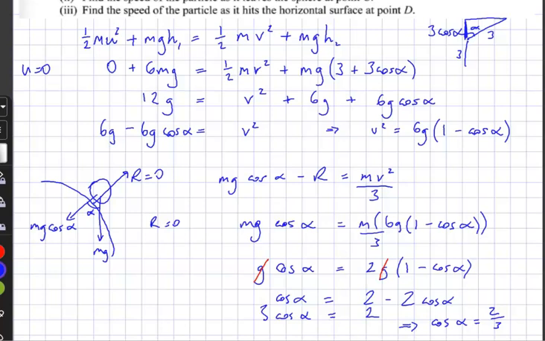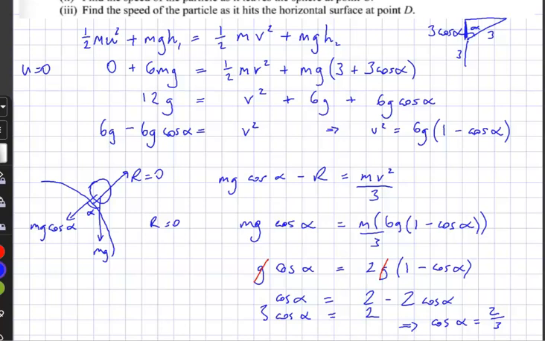Just in summary, I went through the energy equation, the conservation of energy: the sum total of potential energy and kinetic energy at one point in time is equal to the sum total of the kinetic energy and potential energy at another point in time. Then we said at that point where it leaves the surface, R is equal to 0. One of the forces is equal to 0. It's not going to be gravity because gravity is always there. So we then worked through using R equals 0 in our basic formula for the centripetal force. We're able to get the angle at which it leaves.